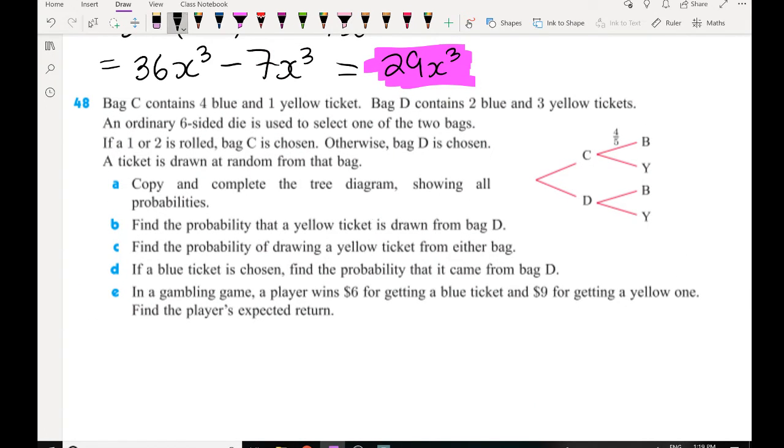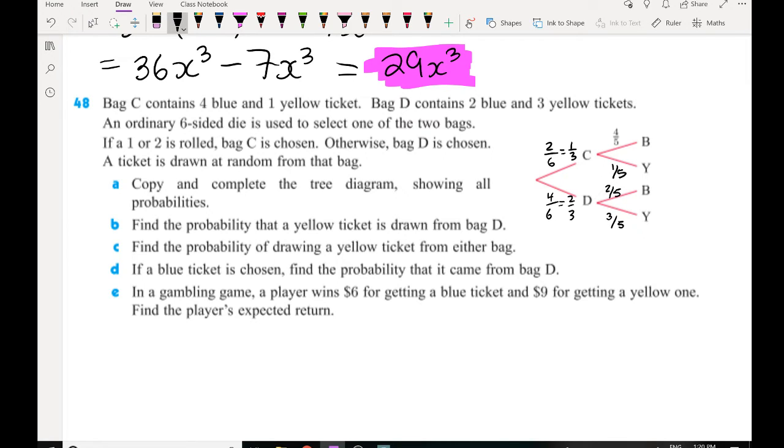So I'm going to just fill in the tree. So I'm rolling a 6-sided die. If you roll a 1 or 2, that's the only way you're going to pick bag C. So there's a 2 in 6 chance you go down that route, which it's probably easier to simplify to 1 in 3. And then to pick bag D is just the complementary probability. So 4 over 6 or 2 over 3. So I filled in that part of the tree. In bag C, there are 4 blue and 1 yellow. So the probability of blue is 4 in 5. Probability of yellow is 1 in 5. For bag D, probability of blue is 2 out of 5, and yellow is 3 out of 5.